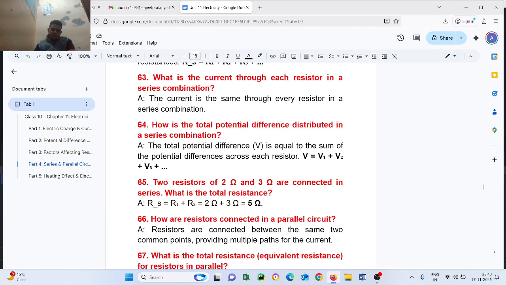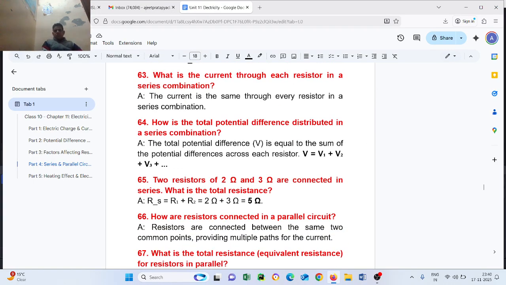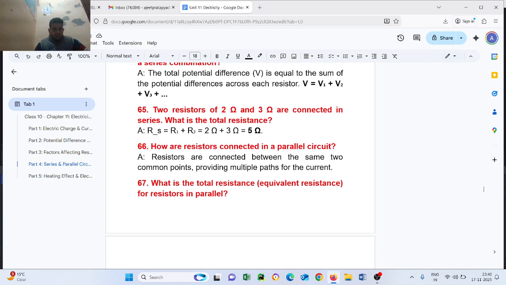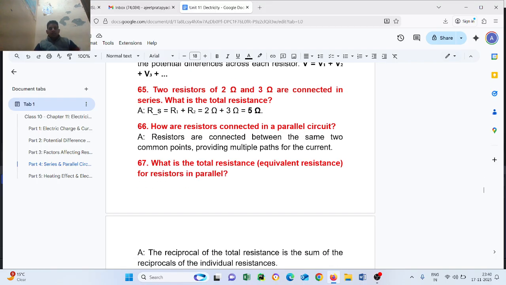Question number 65. Two resistors of 2 ohm and 3 ohm are connected in series. What is the total resistance? R equal to R1 plus R2 equal to 2 plus 3 equal to 5 ohm. Question number 66. How are resistors connected in a parallel circuit? Resistors are connected between the same two common points, providing multiple paths for the current.